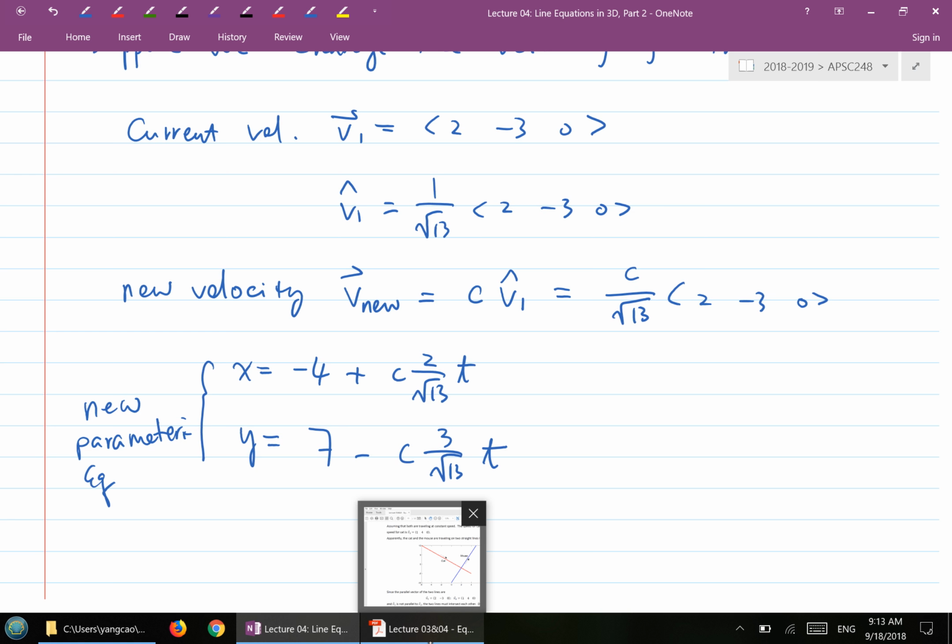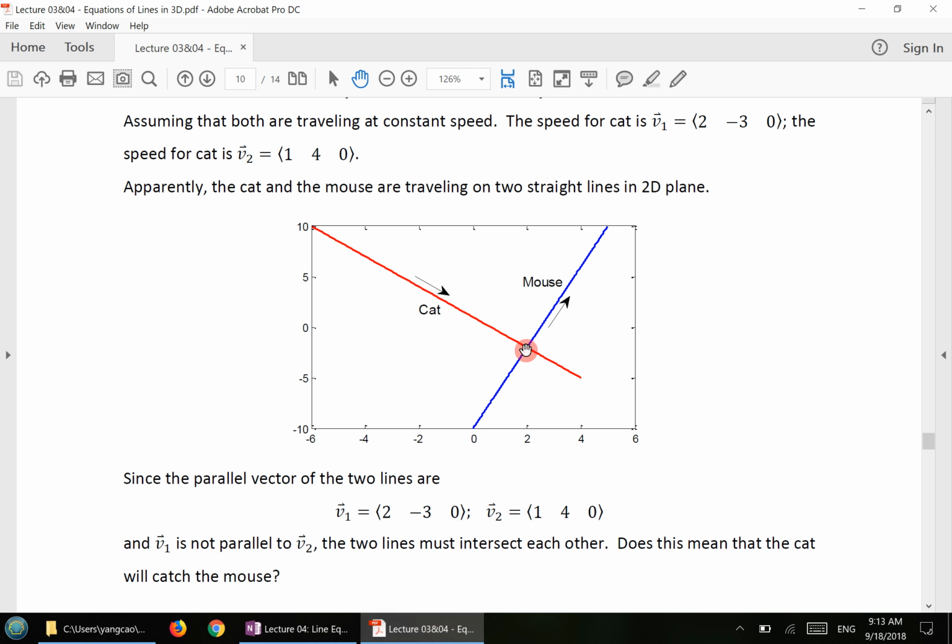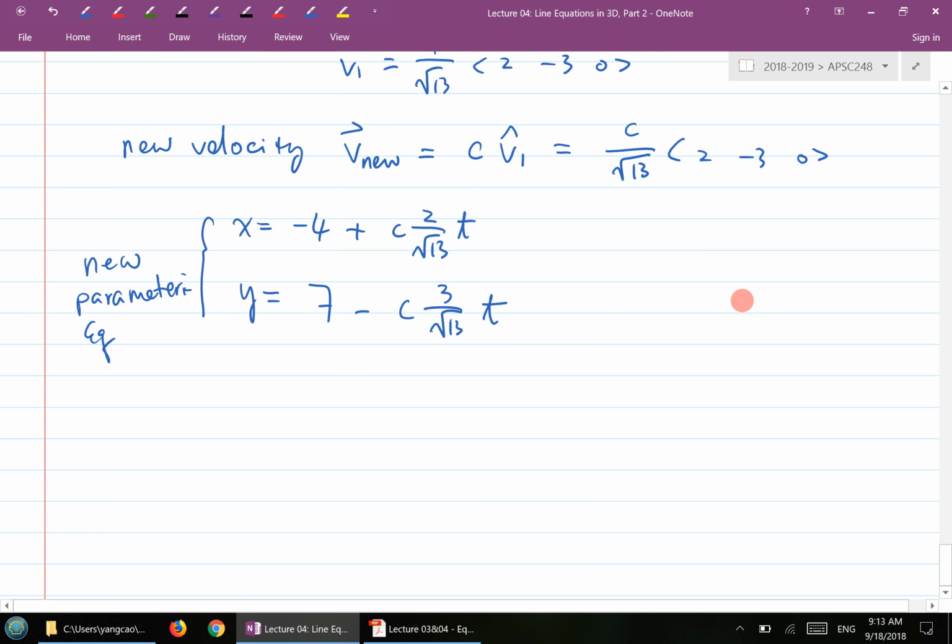So the bottom line is, catch basically means the cat has to end up at this location here, right? The cat has to end up at this location, because if it ends up anywhere else, it won't catch the mouse. The cat has to meet the mouse at this location here. Okay, so let's do this first now.